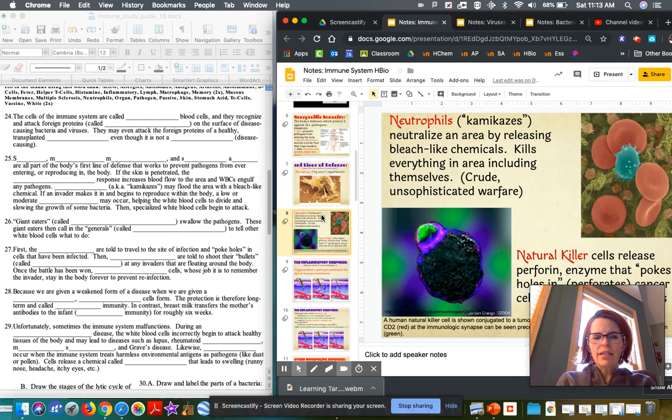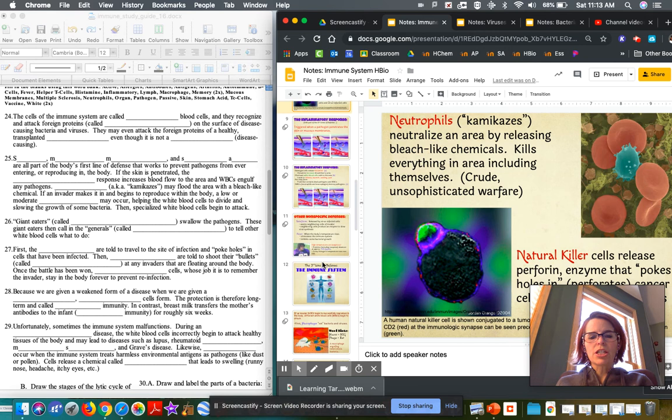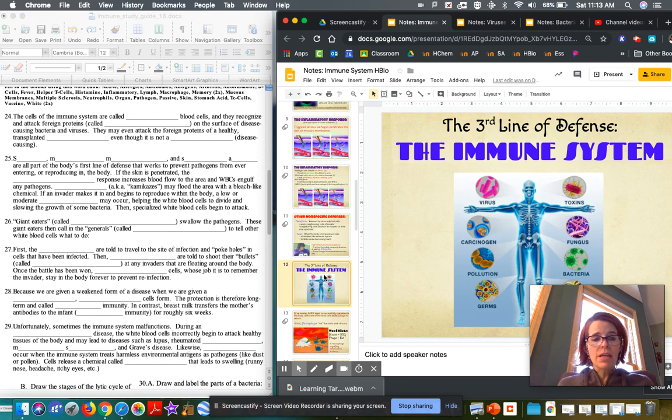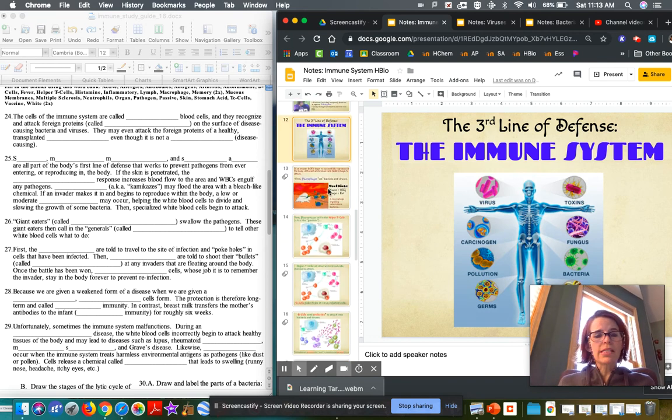If an invader makes it in and begins to reproduce within the body, a low or moderate fever may occur, helping the white blood cells to divide and slowing the growth of some bacteria. And then specialized white blood cells begin to attack, and that's where we start talking about the immune system. So let's go ahead on to number 26.